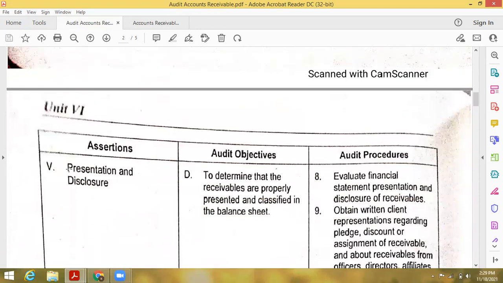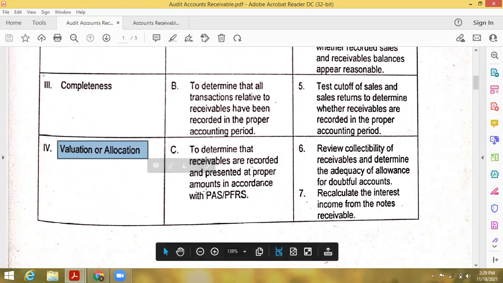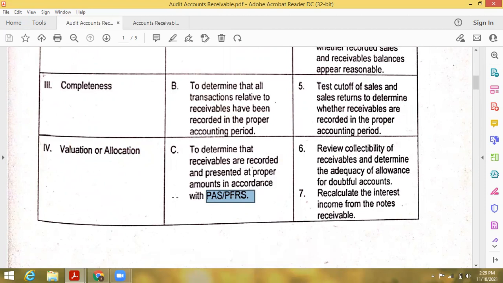And another, we have here valuation and allocation. Tama ba yung pag-record natin? In accordance with the PAS and PFRS ba yung ginawa natin na receivable? Di ba may nakalagay kanina, how to present? Tama ba? In accordance with PSA ba or PFRS ba? Nakasunod ba sa PFRS and PSA yung ating receivables?